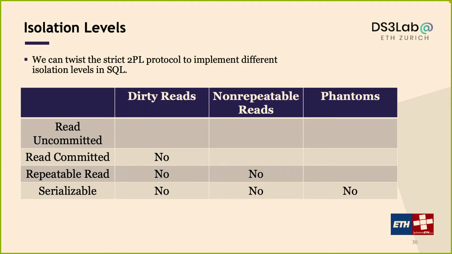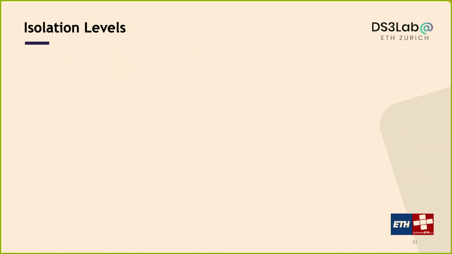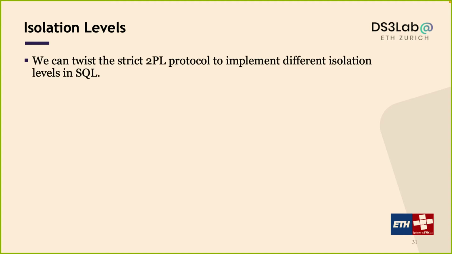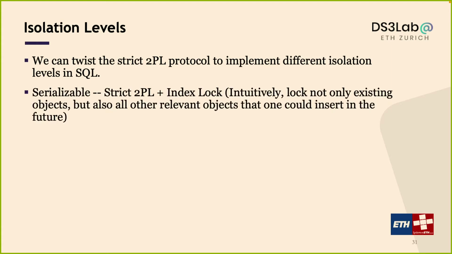We know how to do serializability now, right? By having strict two-phase locking. But how can we do the things in the middle? It turns out there's a very beautiful way to enforce that if you know the notion of locks. We can actually twist the protocol of strict two-phase locking to implement different isolation levels in SQL.